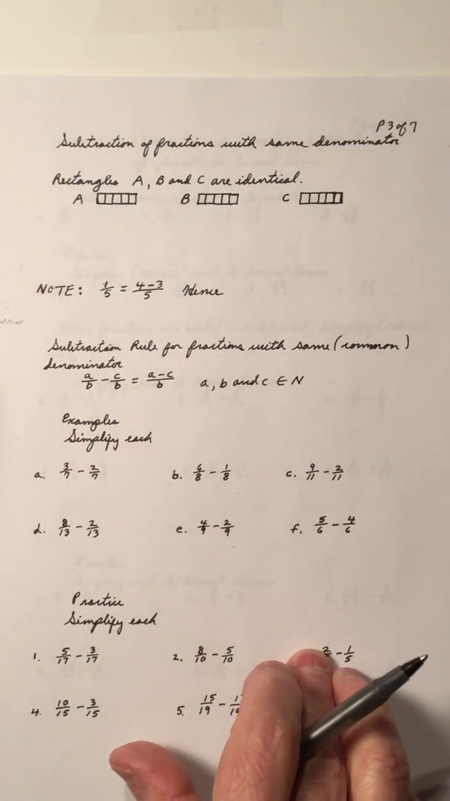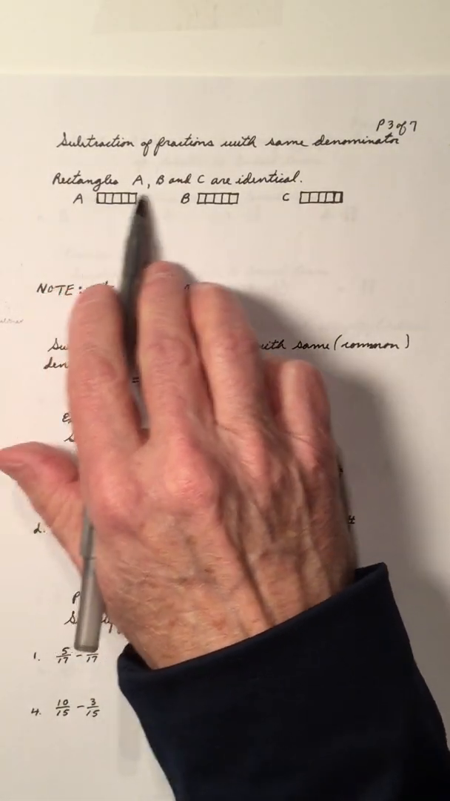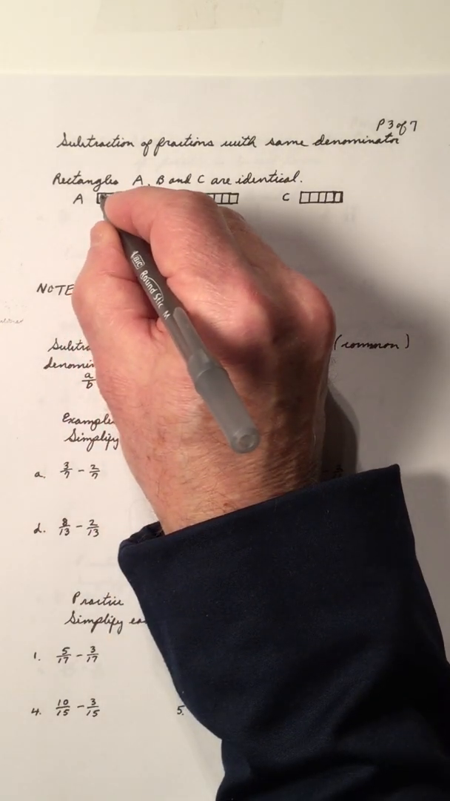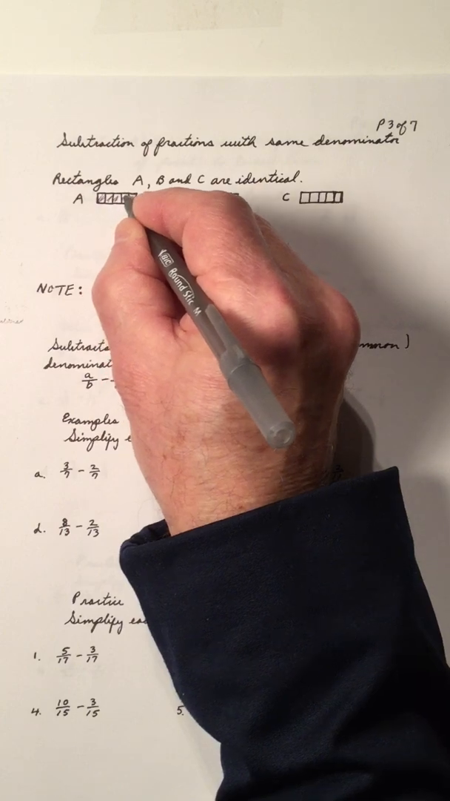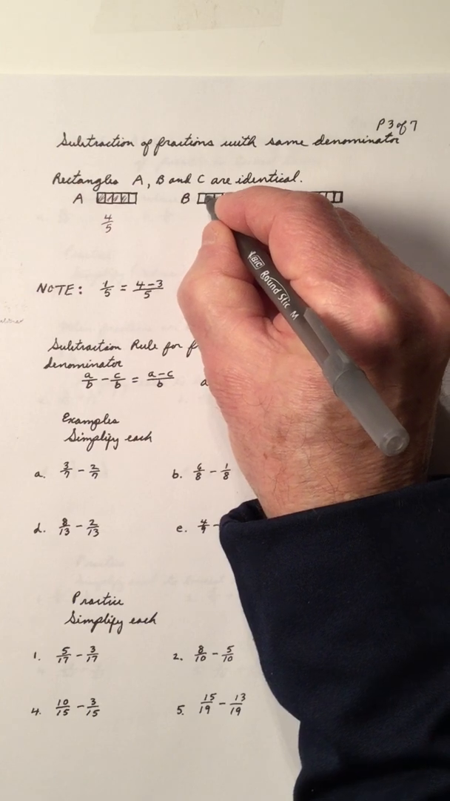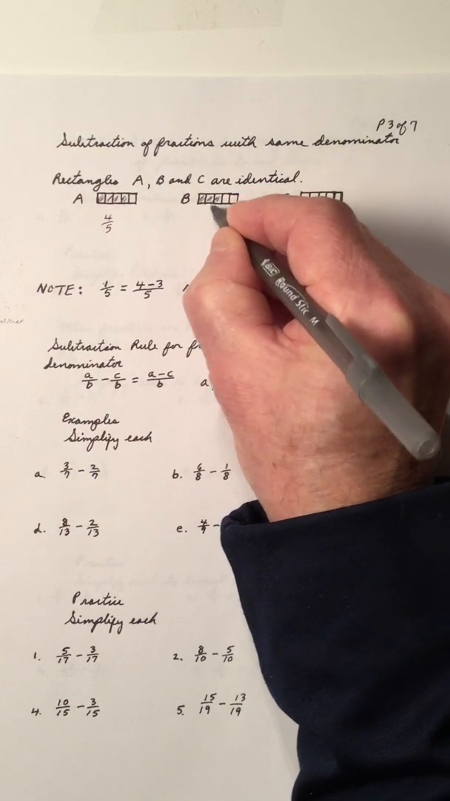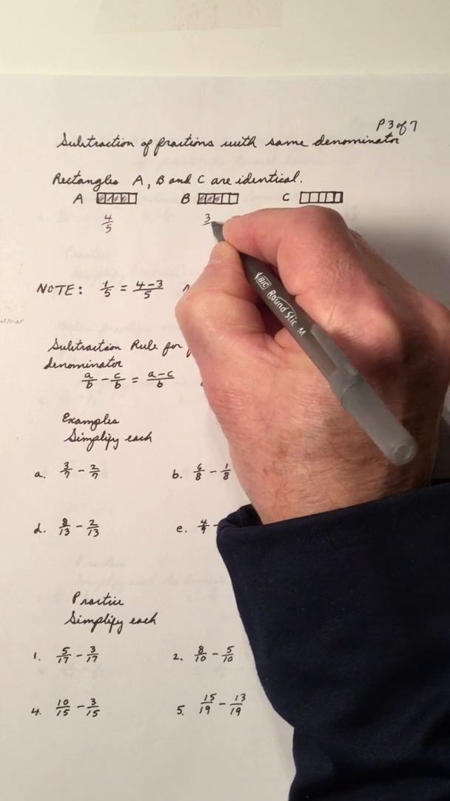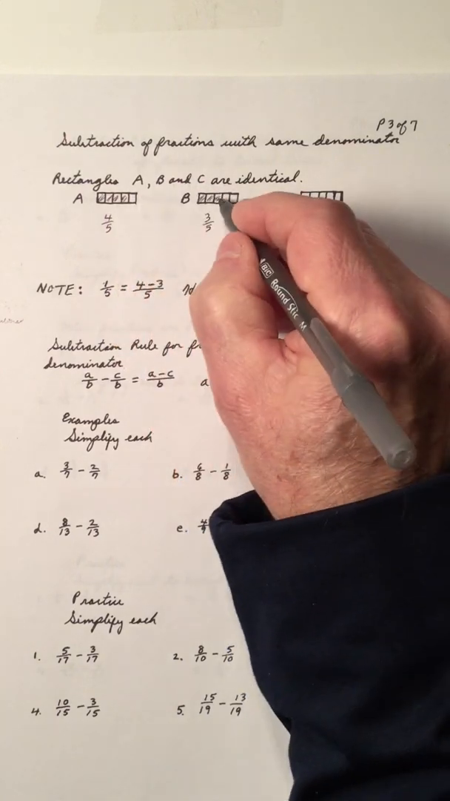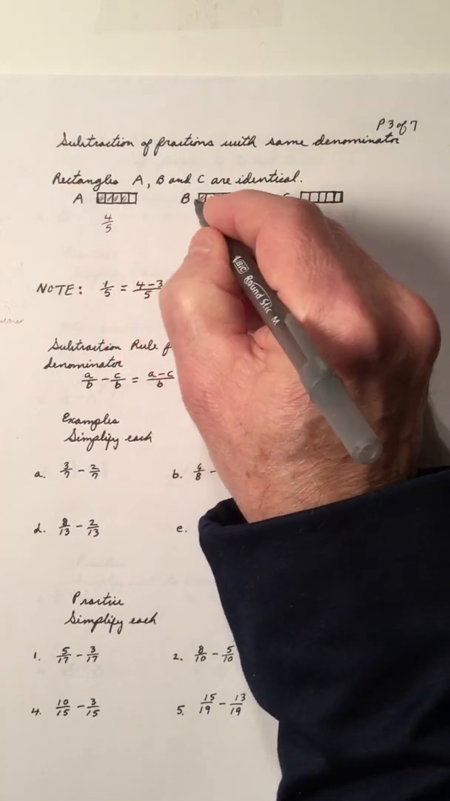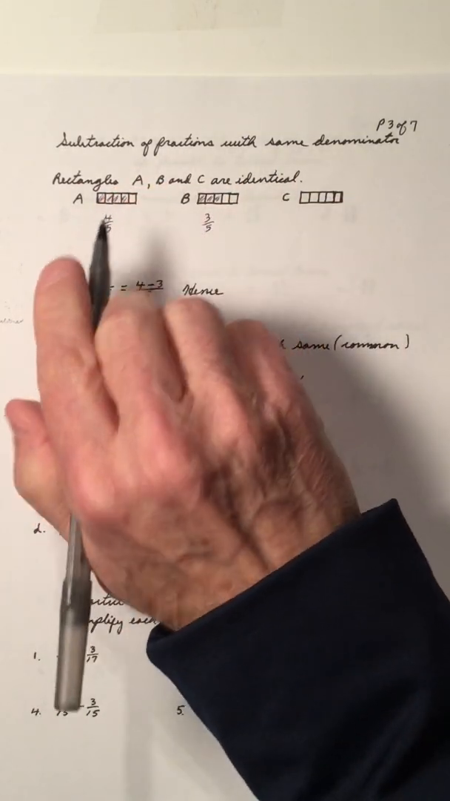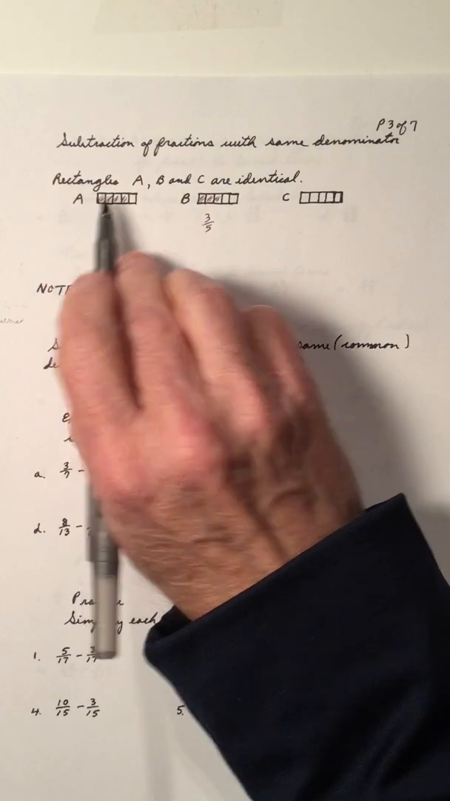How about subtraction of fractions with the same denominator? Again, we have these three rectangles identical, 5 parts. So if we shade the 4 parts here, let's reverse it this time, we have 4 out of 5, 4/5. If we shade the 3 parts here, we have 3 out of 5, which is 3/5. If we have 4 parts and 3 parts, and we take away 3 of these from here, we're left with a 1.